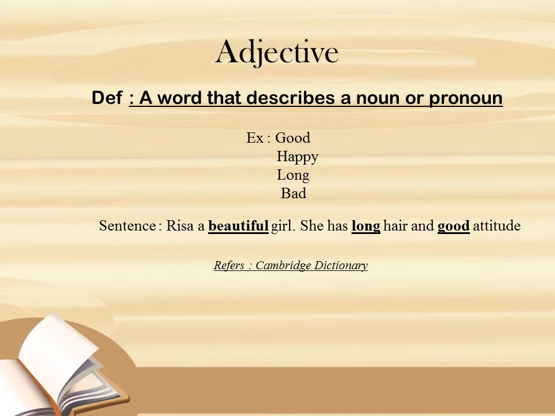In the last video, we learned about adverbs, and now we will learn about adjectives. Okay, what is an adjective? An adjective is a word that describes or modifies a noun or pronoun. Examples of adjectives are good, happy, long, bad, etc. For example, the sentence: Risa is a beautiful girl. She has long hair and a good attitude. In the sentence, beautiful, long, and good are adjectives. They modify a noun or pronoun.